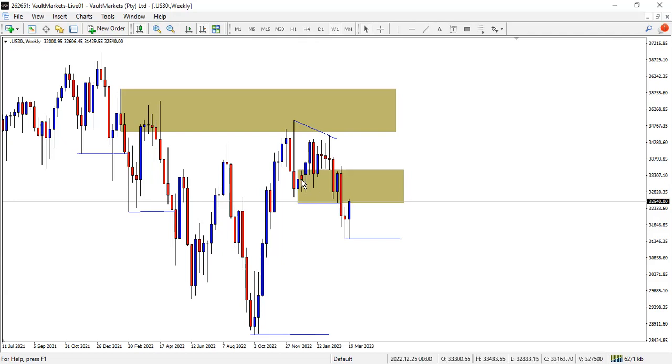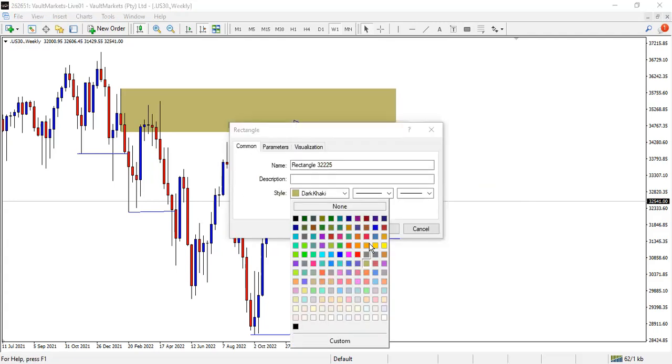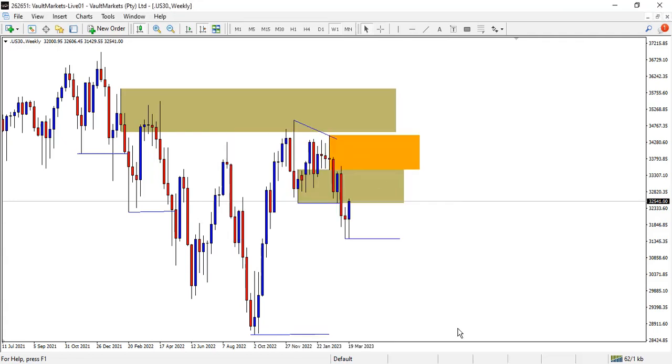Now, this is the first order block here, and if you're still wondering what the second order block is, this is the second order block up here, right? We give it another color so that we don't have the same thing. Orange, yeah, orange here. This is the first order block, this is the second order block.